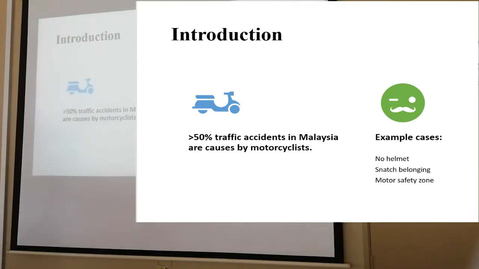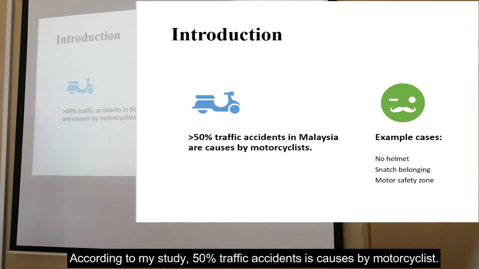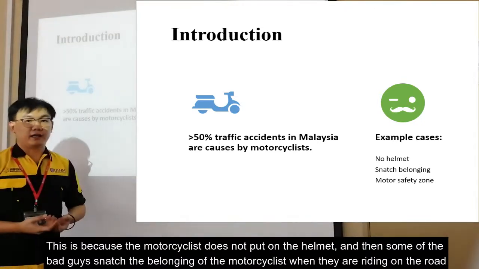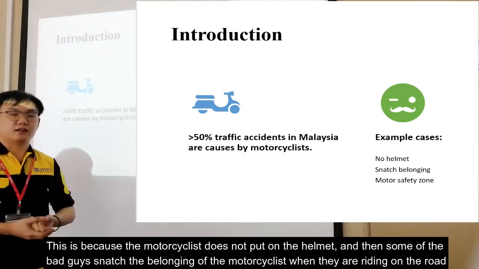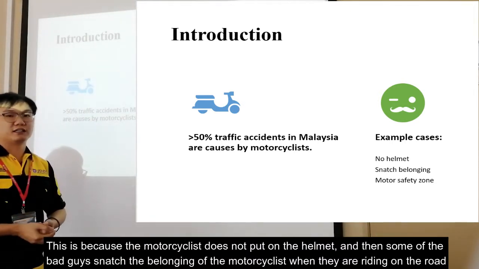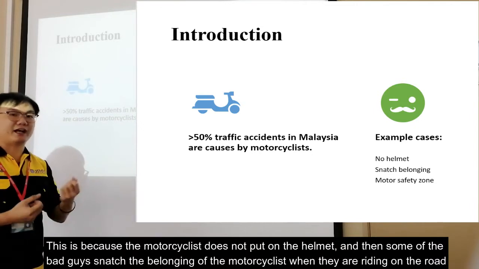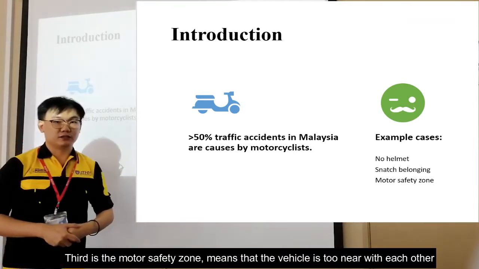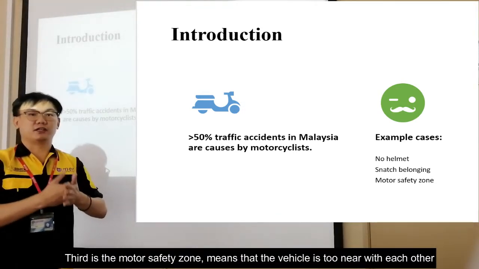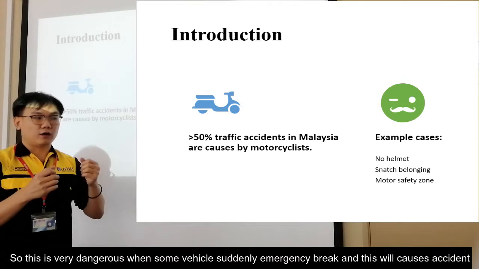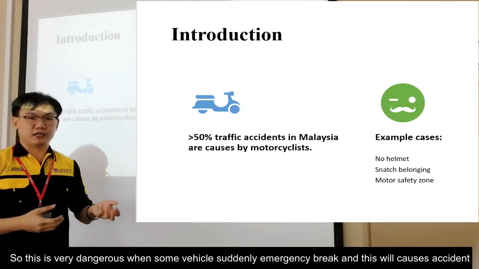Nowadays 50% of traffic accidents in Malaysia are caused by motorcyclists. This is because, first, the motorcyclist does not put on the helmet. Second, some thieves snatch the belongings of other users while they are riding on the road. Third, there is the motor safety zone, meaning the vehicles are too near to each other. This is very dangerous when the user wants to use the emergency brake. This will cause an accident.